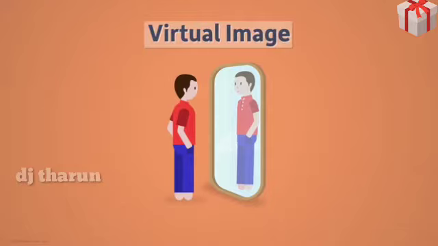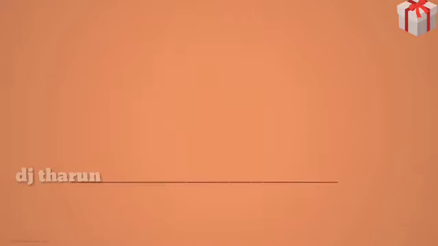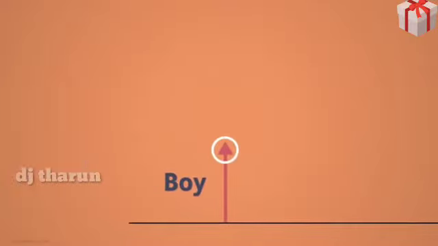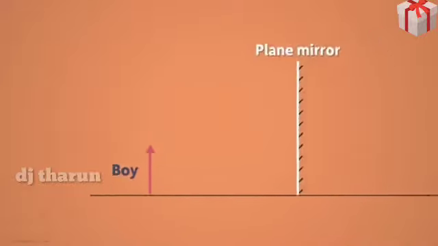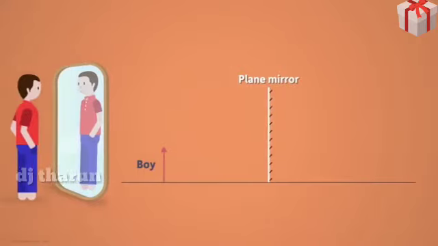In order to explain what a virtual image is, let's first simplify this image. Let's represent this boy with an arrow pointing up. And here is our plane mirror. You can assume the top of the arrow to be the top of the head of a boy. Now, where is the image of the boy formed? When we see the image in the mirror, it seems to us that the image is formed somewhere behind the mirror. But there is nothing behind the mirror, right?